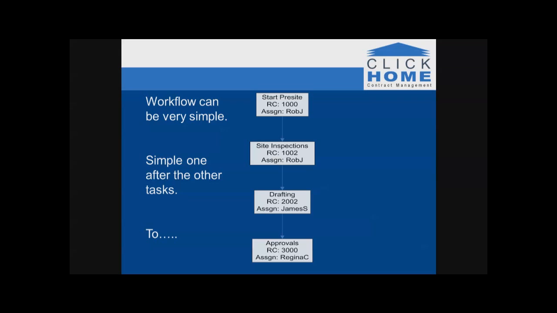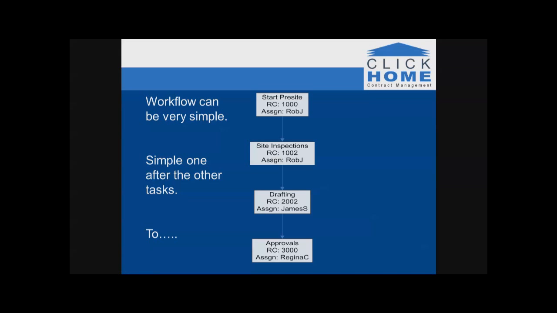So, central concepts of what a workflow is. You've got a task name. You've got a relationship to other tasks. So site inspections needs to have start pre-site completed before site inspections is available. You've got something called a role code. So what type of person can do this task?